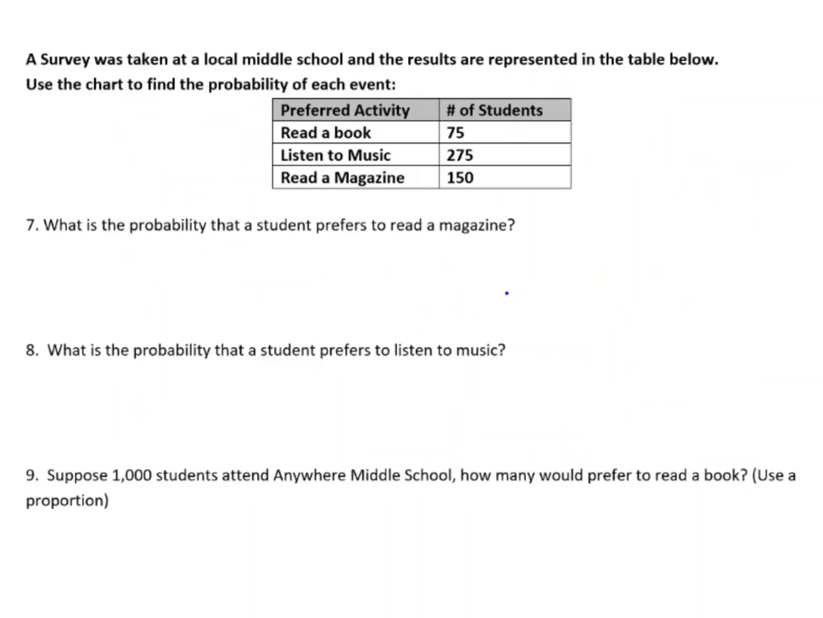Now, a survey is taken at a local middle school. Results are presented in this table. Use the chart to find the probability. What's the probability that a student prefers to read a magazine? So magazine is 150 out of total. 500. What's the probability that a student prefers to listen to music? 275 out of 500.